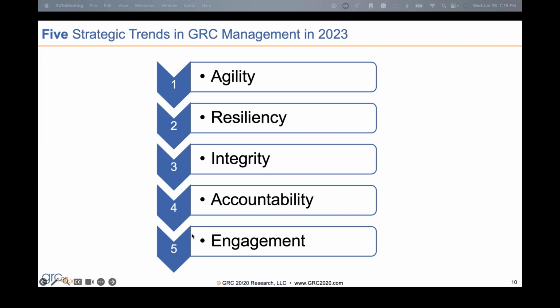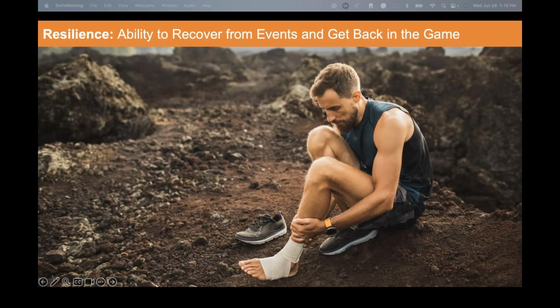So let's look at 5 strategic trends in GRC that I'm seeing in 2023. Those 5 trends are agility, resilience, integrity, accountability, and engagement. Now, you'd like to think I'm going to start with agility, but no, I'm going to start with resilience.